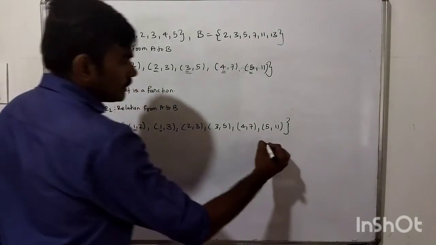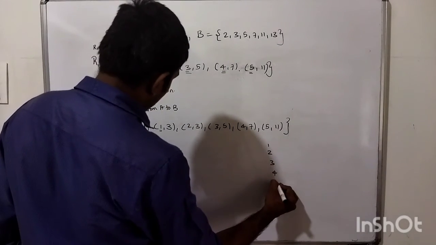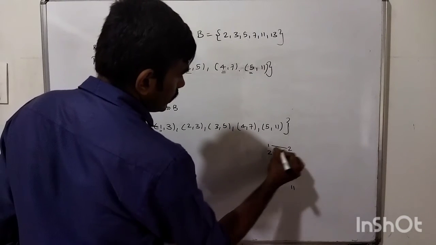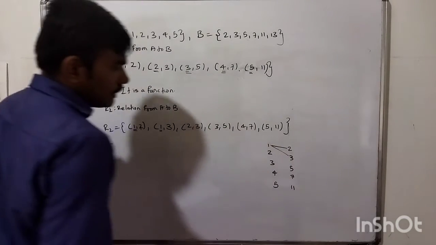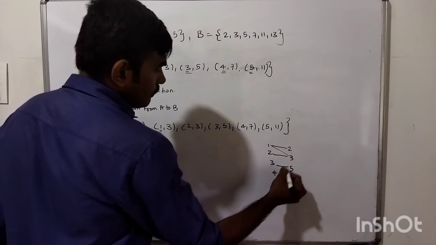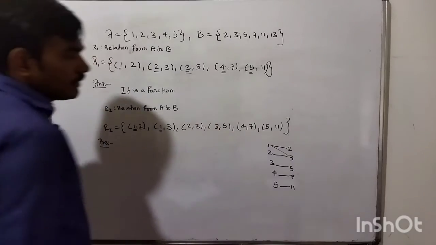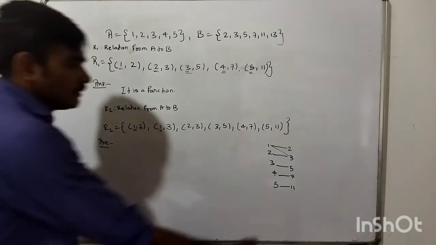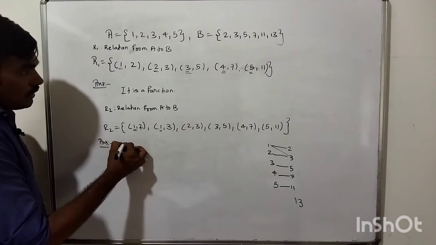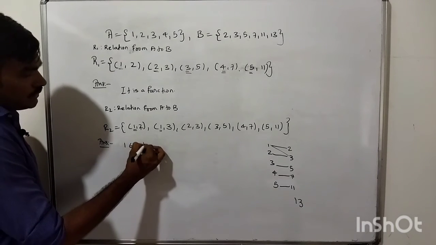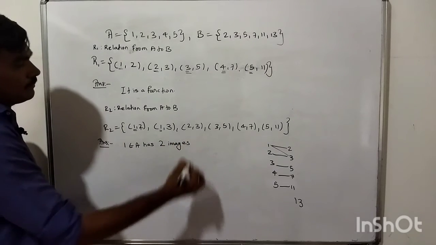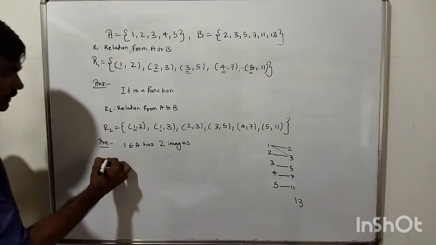So it will look like this: 1, 2, 3, 4, 5 and 2, 3, 5, 7, 11. So 1 has two images, 2 will have image 3, 3 will have image 5, 4 will have image 7 and 5 will have image 11, and 13 is also there. From this we come to know that it is not a function, since 1 belonging to A has two images. Similarly, one more we'll see.